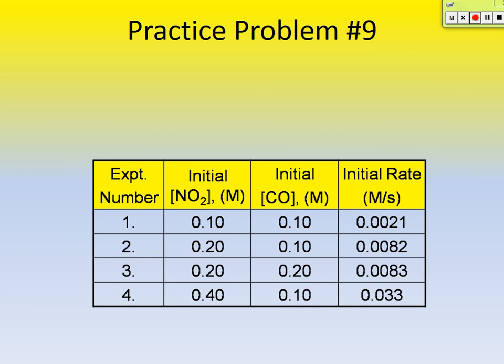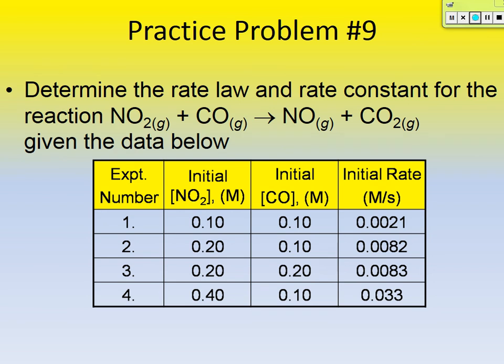Okay, practice problem number 9. It's almost exactly the same. There's a little bit of differences though. Let me walk you through the differences. It says determine the rate law. So again, we're going to write the rate law. But it also says, and this time we're going to determine the value for K. The rate constant, we want a value for K. And I'll show you how to do that for this reaction.